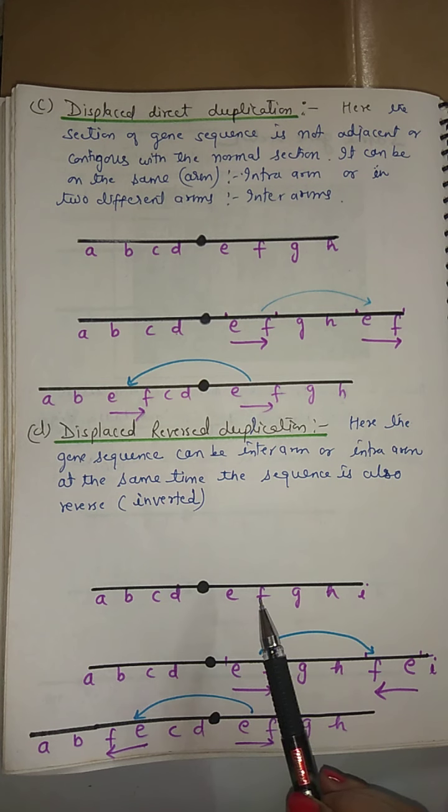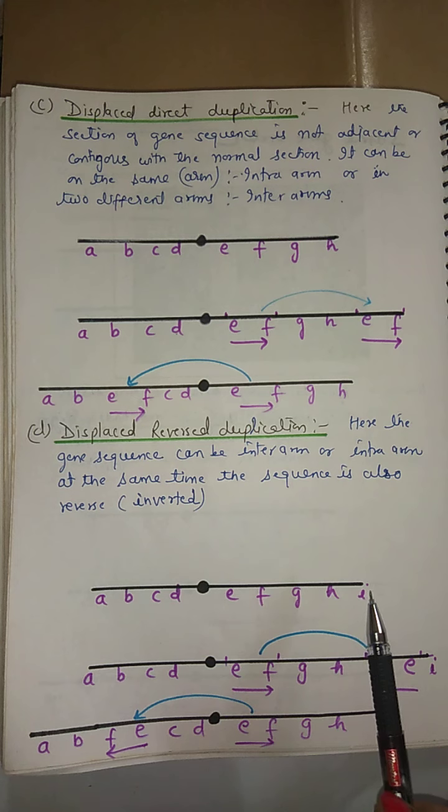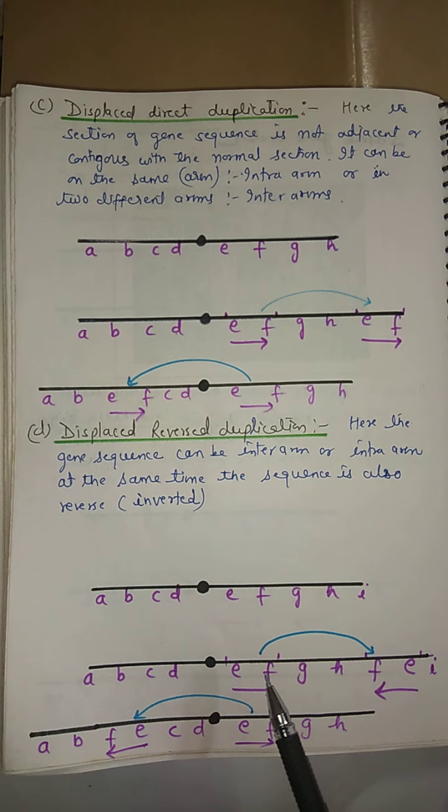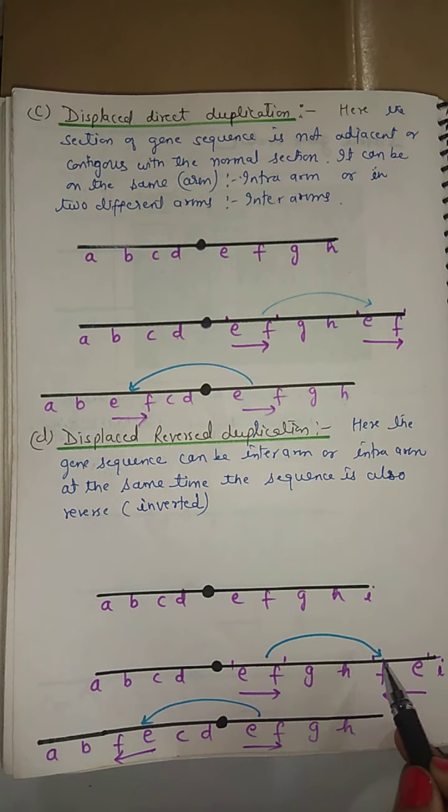This EF will be duplicated somewhere else in the same arm or in the different arm, but the sequence of genes will get reversed, means EF will get reversed as FE, and this is now displaced to another place in the direction FE, and here on the other arm as FE.